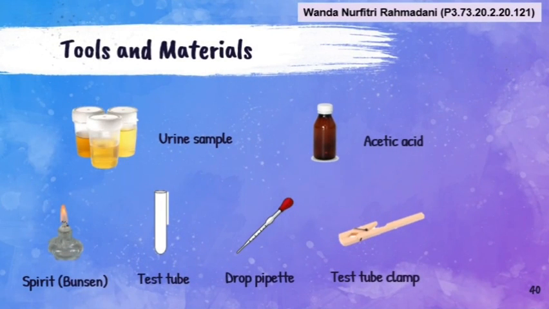Tools and materials. First, there is a urine sample. Second, there is acetic acid. Third, there is a spirit lamp. Fourth, there is a test tube. Fifth, there is a drop pipette. And last is a test tube clamp.